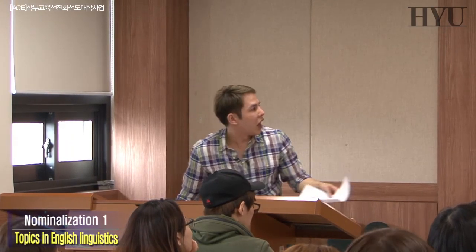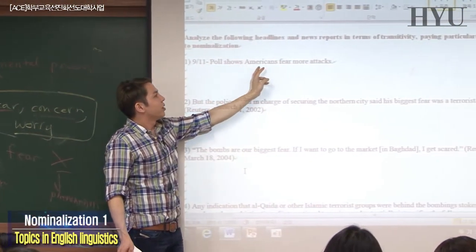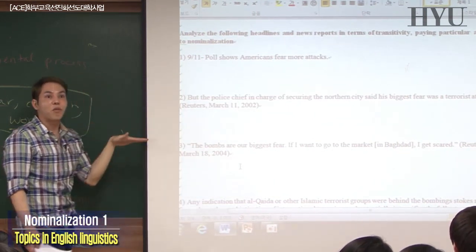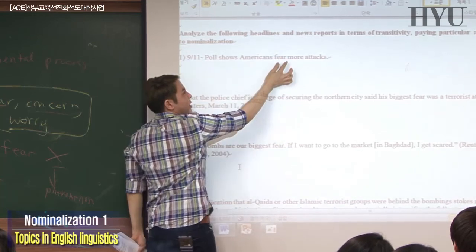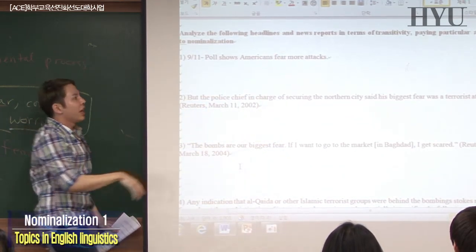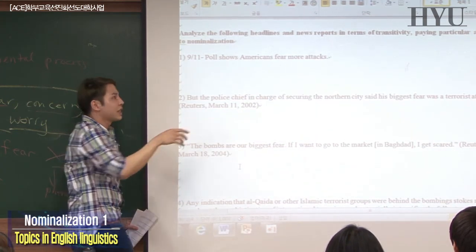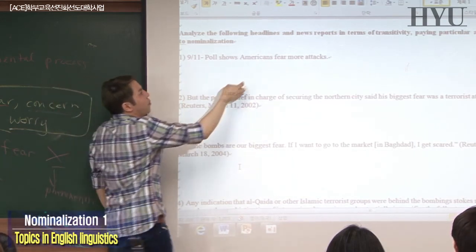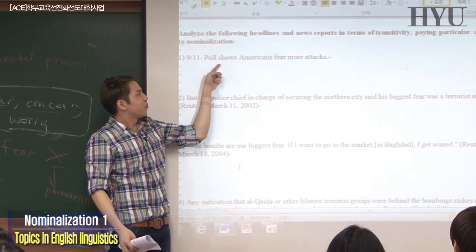So here, in number 1, "Poll shows Americans fear more attacks." In this case, it's just a straightforward case, right? Because you have fear as the verb, it's a mental process with American people as the censor, and then more attacks as the phenomenon. It's not nominalized, okay? It's just a verb. But it's interesting that it's cast as a result of a poll, right?